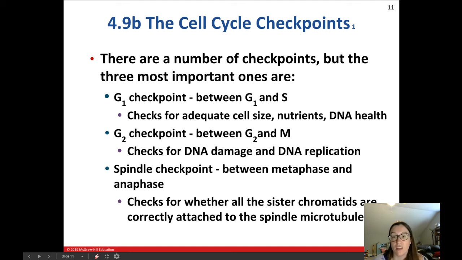And then finally, the spindle checkpoint happens between metaphase and anaphase in mitosis, and we'll start talking about what those phases are in a little bit. It checks for whether all the sister chromatids are correctly attached to the spindle microtubules. And so we'll talk about where that happens once we get there.